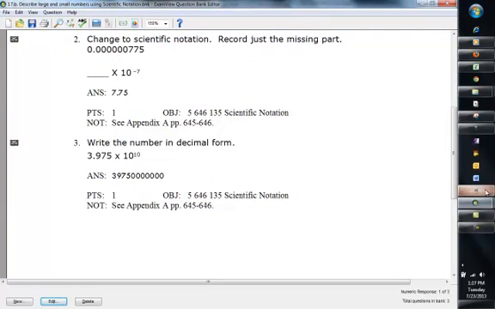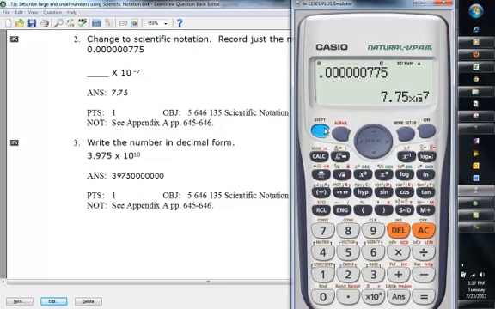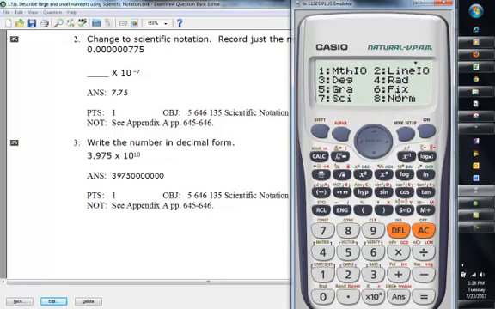Write this number in decimal form. So now I'm going to get my calculator back to the normal mode. Number 1, and I think it's 1. I'm not positive about that. We'll find out. 3.975, and then we hit the times 10 to the key, times 10 to the 10th, and we get, nope, I'm still in scientific notation mode, setup.